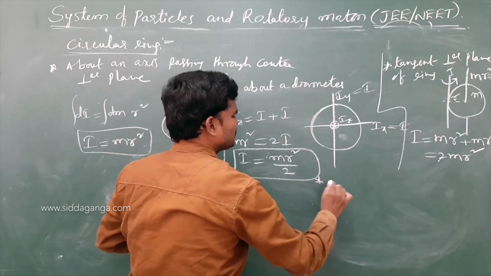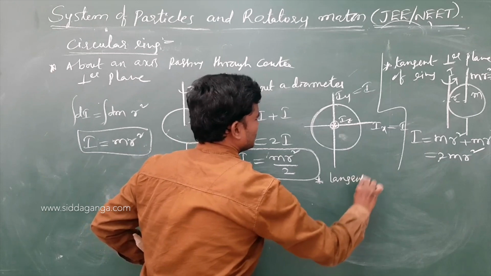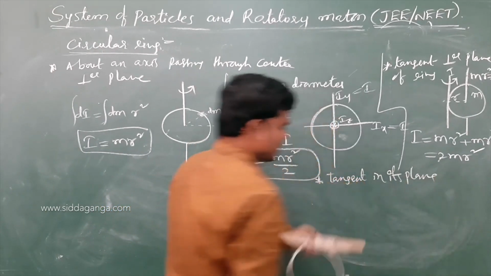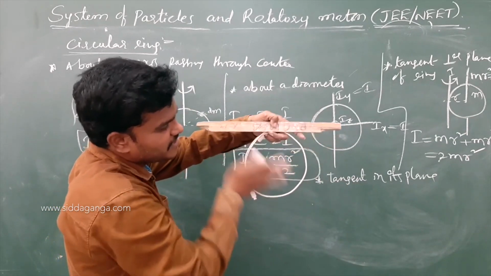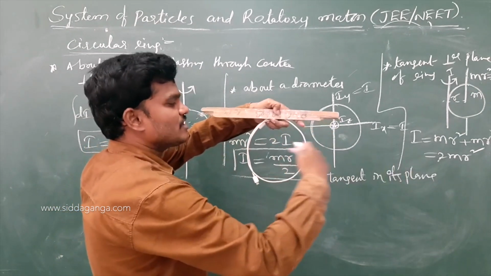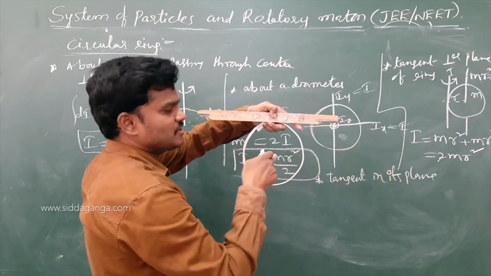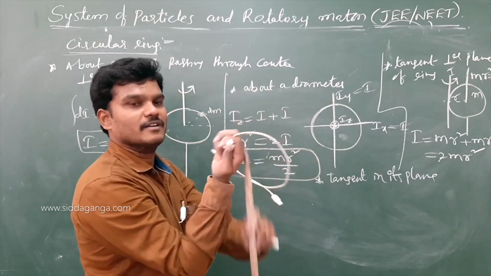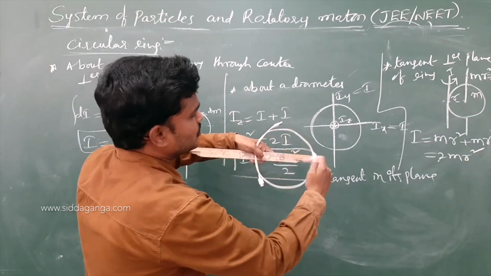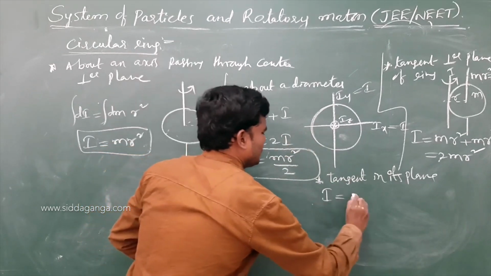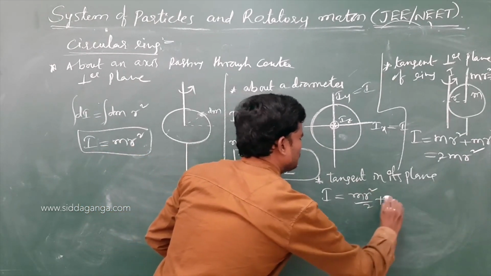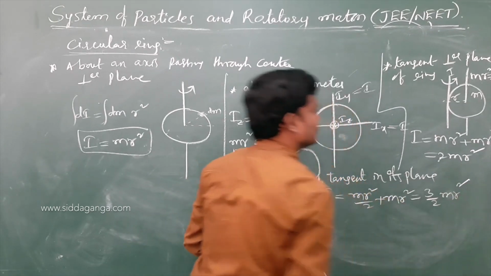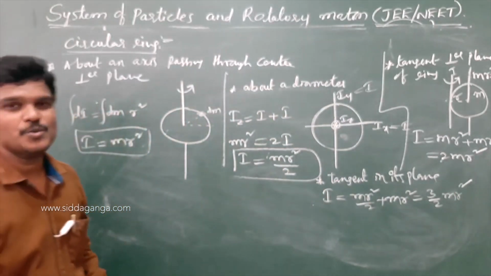So the third one, tangent in its plane. See, this is the plane. Tangent in its plane. And this line is clear. MR square by 2, center of mass. The axis passing through the center is nothing but MR square by 2. Now MR square by 2 plus the gap. So I is equal to MR square by 2 plus MR square, which is 3 by 2 MR square. This is somewhat easy. Okay. So 3 by 2 MR square.